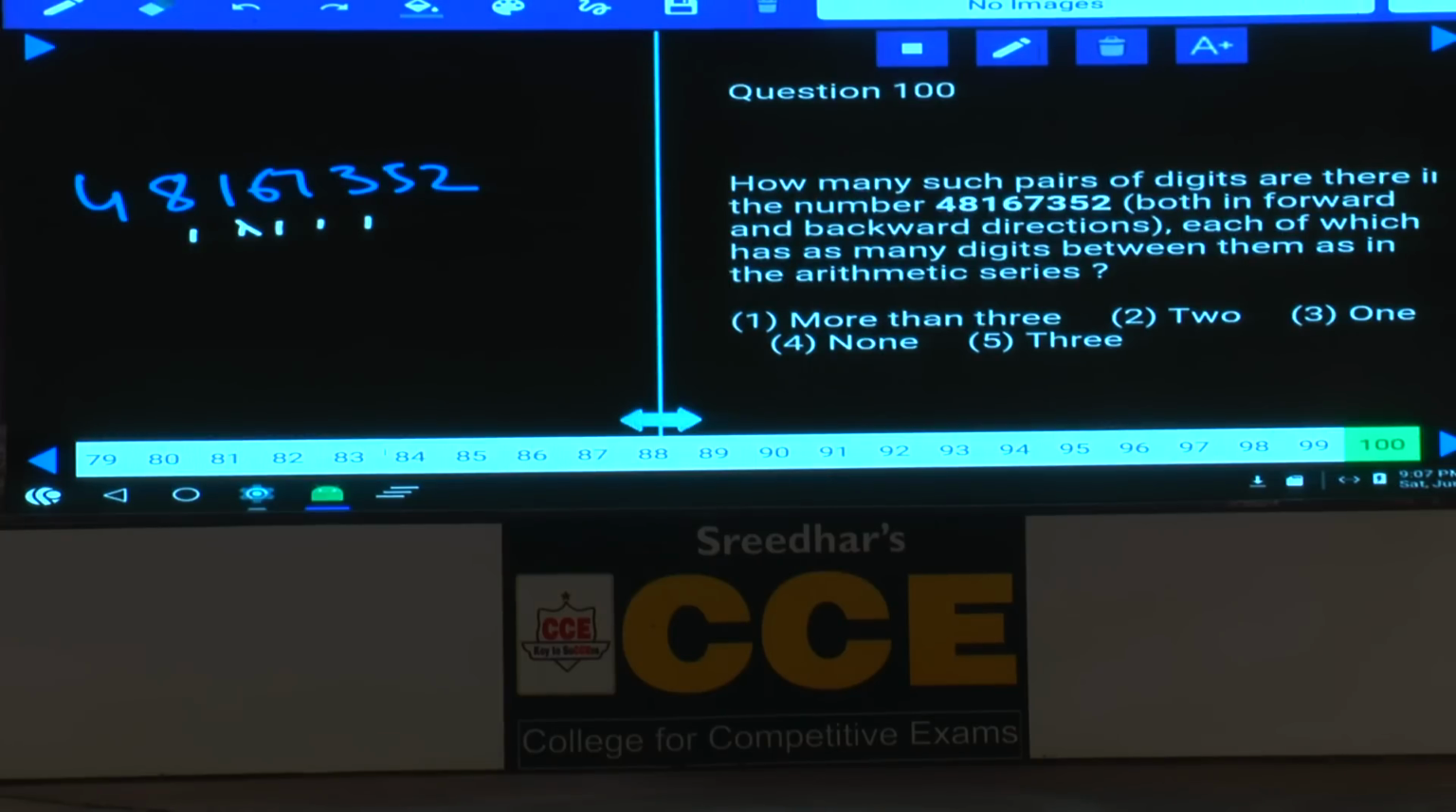Next one, 1. 2, 3, 4, 5. Now let's check out here. Between 1 and 5, tell me how many digits are there? There are 3 digits in this number. In the arithmetic series, we have only 3 numbers between 1 and 5, isn't it?